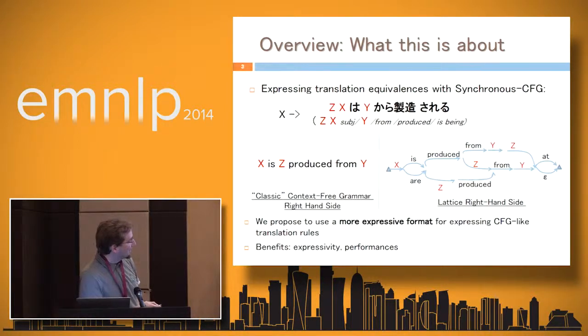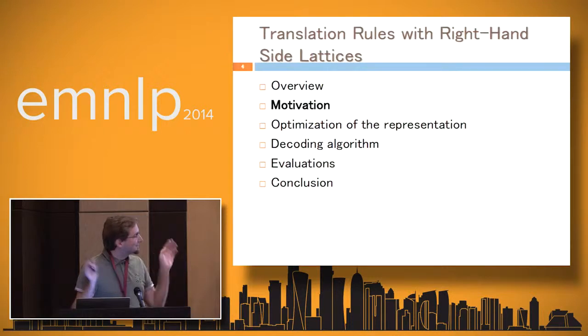So basically, what we are going to consider here is the possibility of replacing this right-hand target side with a lattice. Instead of this English string, we use this lattice, which can actually encode compactly many different such strings. Each path in this lattice can represent a string like this. The benefits we expect from this are first, better expressivity and convenience, and second, better performance for the decoding in some cases. I will explain that a bit. So that's for this overview.